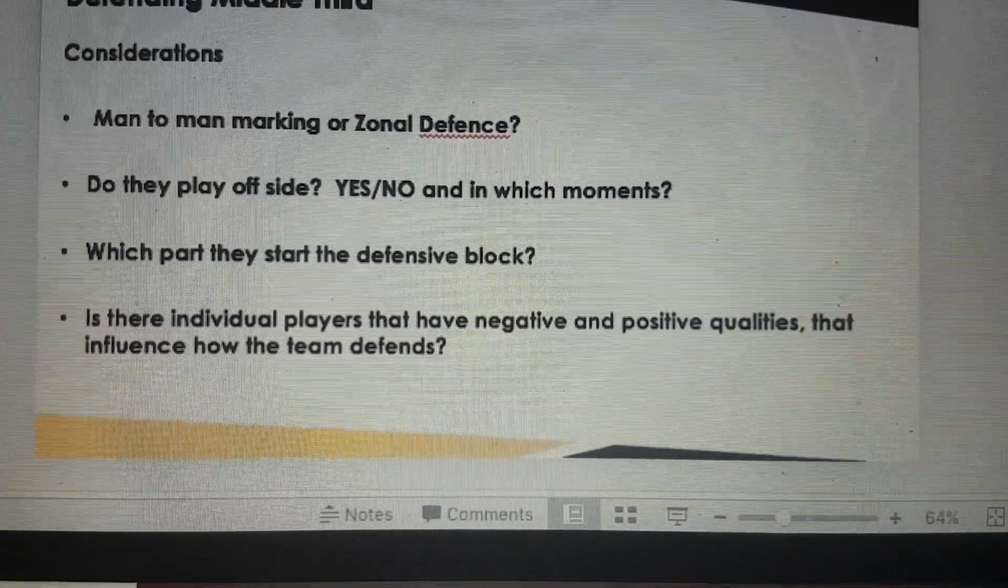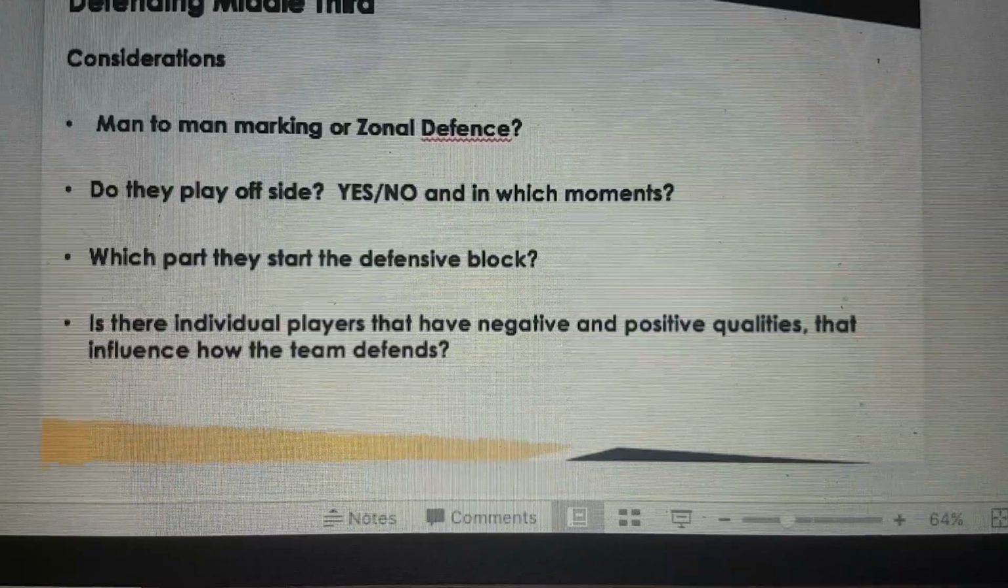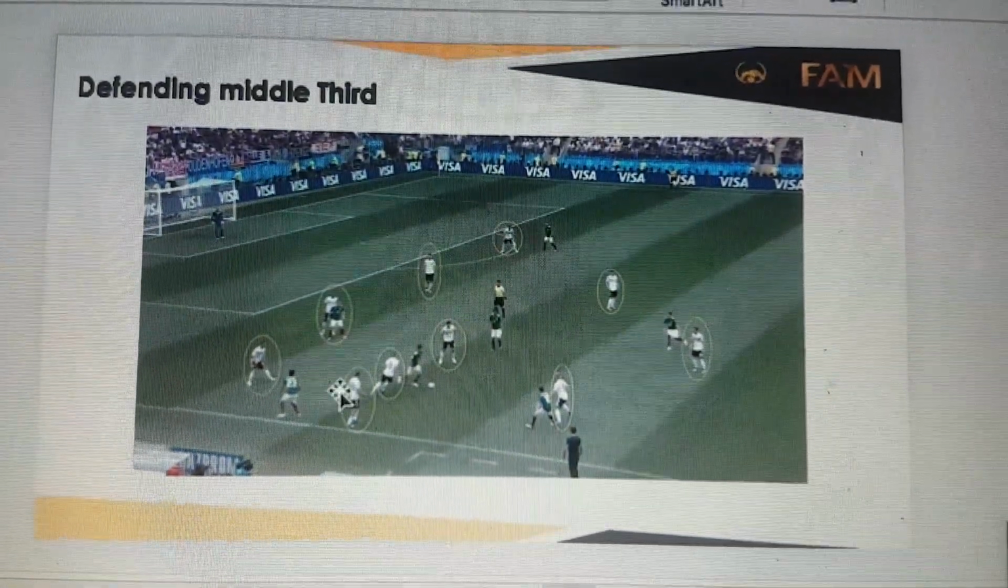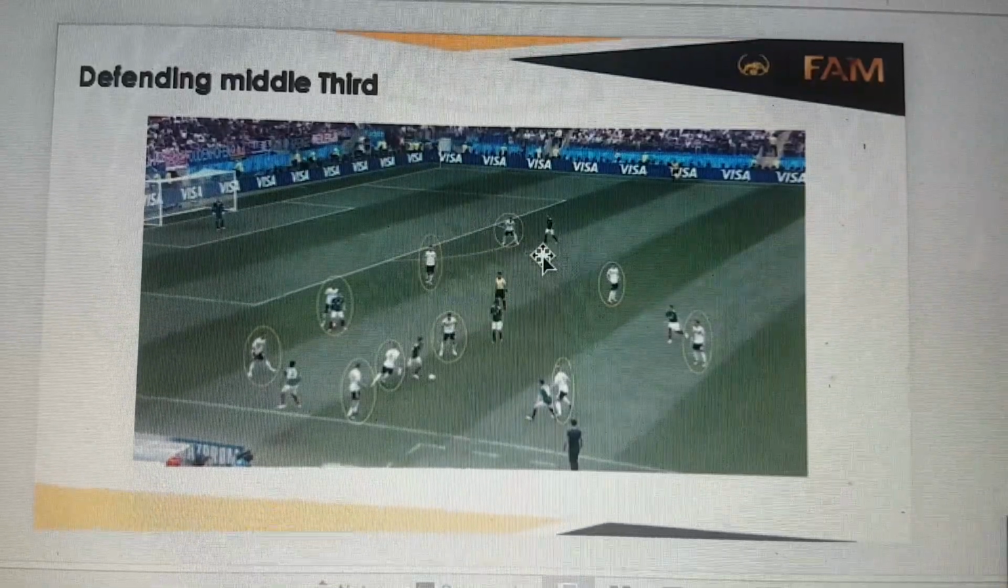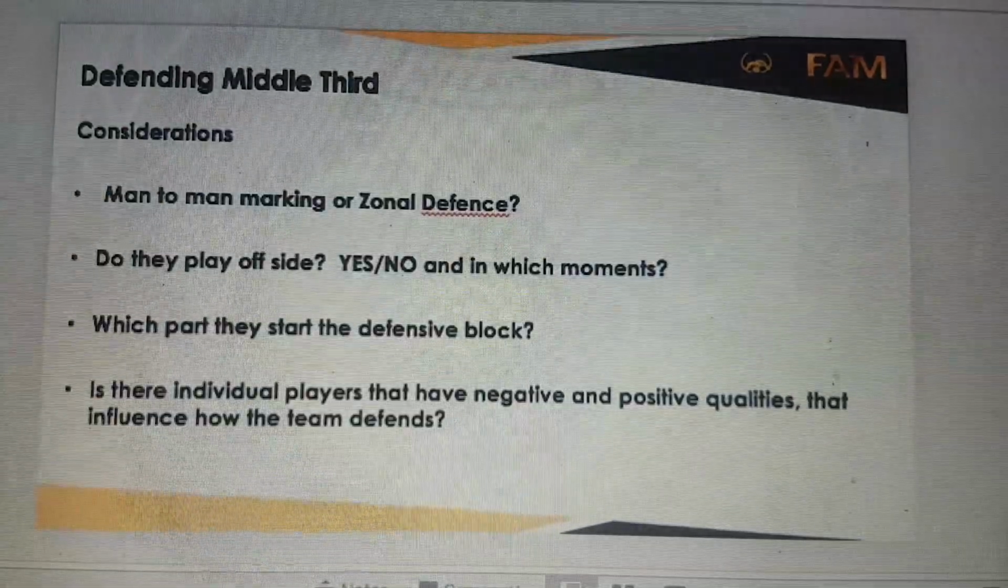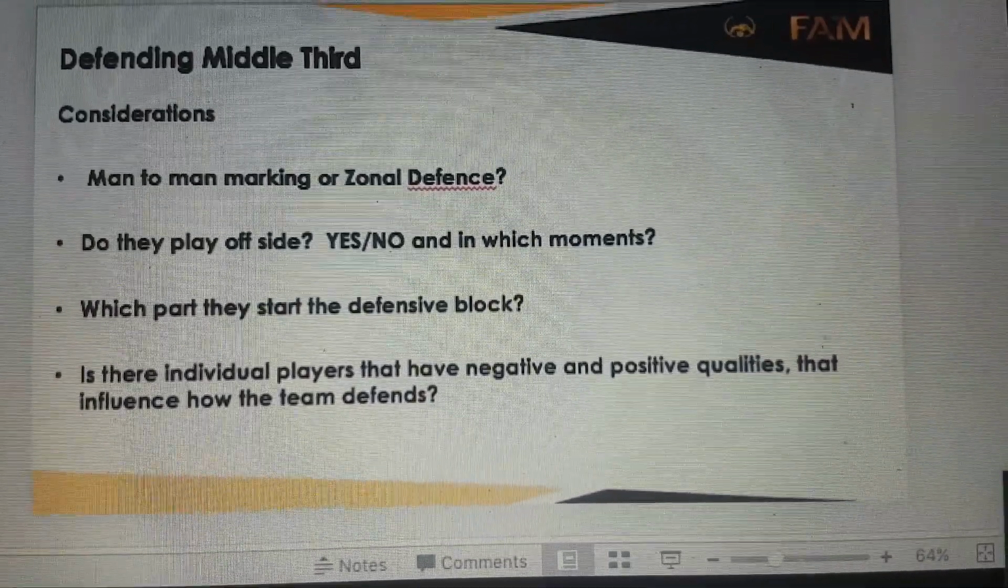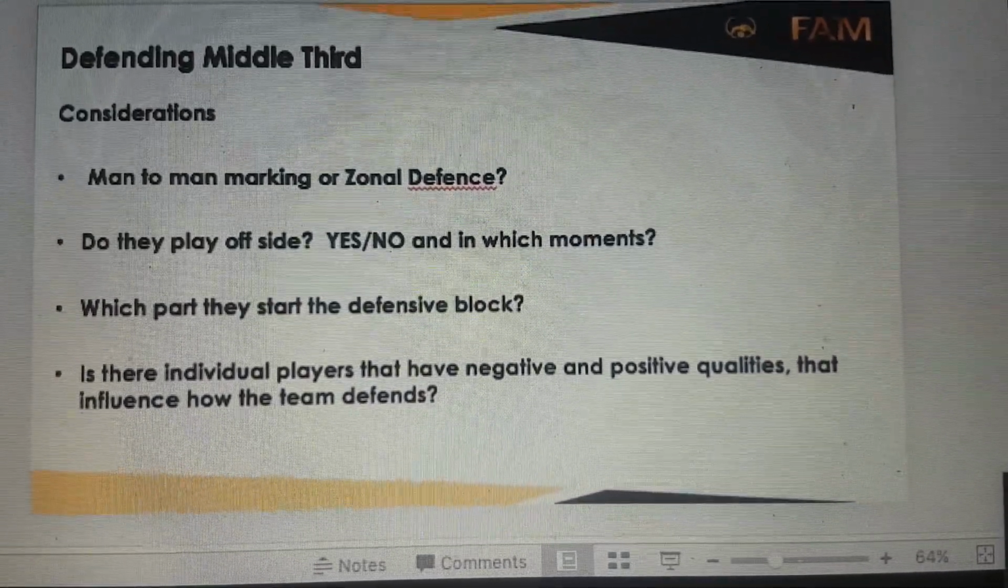So you go back here, back to the last slide. When they come into the middle third, did they start it here? They didn't start it here. And are there individual players that have negative or positive qualities that influence how the team defends?